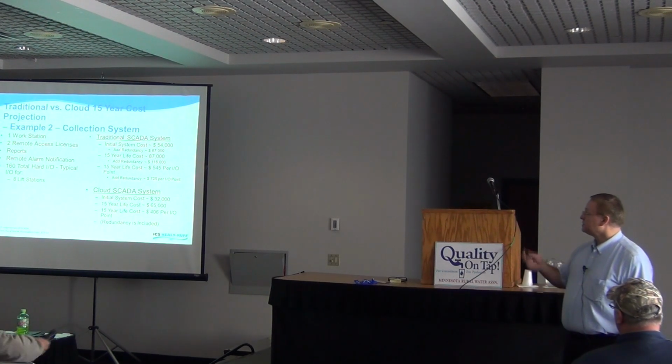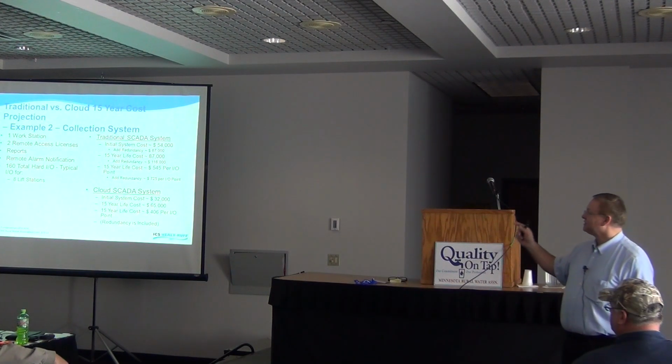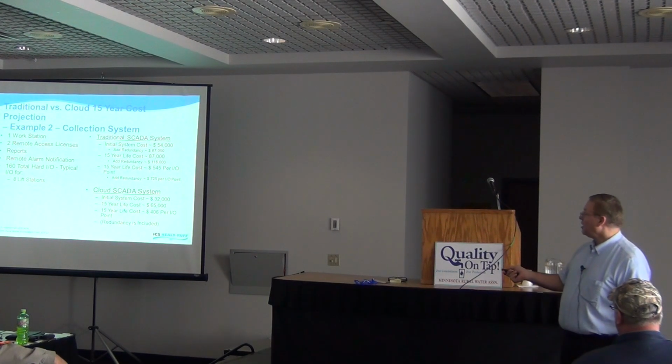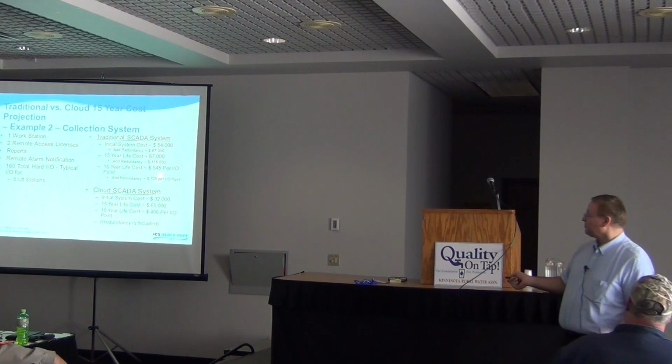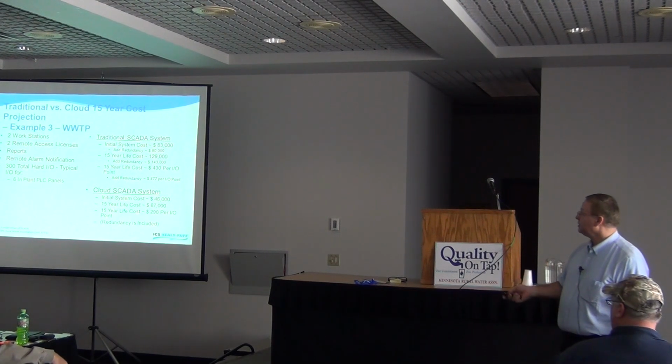Next, a collection system, 1 workstation, 2 remote access licenses, reports, remote alarm notification, about 160 hard I/O points. Now I'm up to $54,000, add redundancy $67,000. Life cycle cost, we'll just go $545 per I/O here, $725 if I have redundancy. The cloud system, again, is about half of that. And again, redundancy is included.